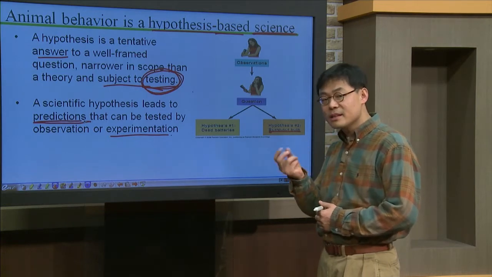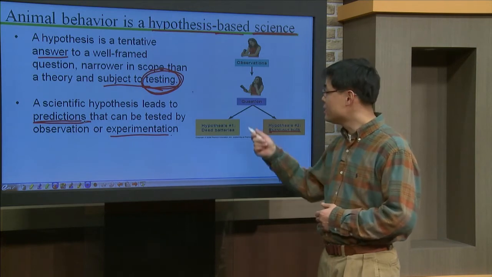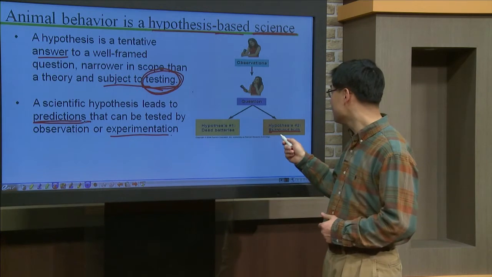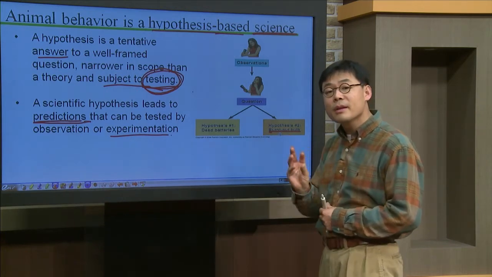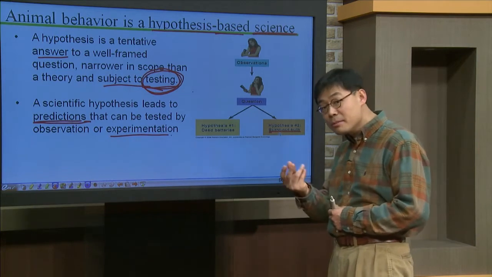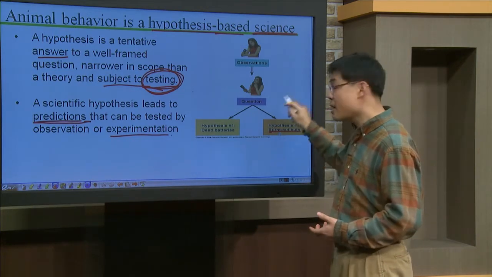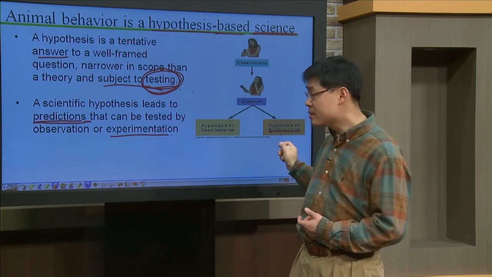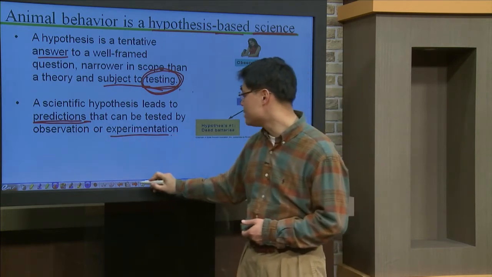If you replace the batteries with very new batteries, then this flashlight may work. Okay, that's the prediction. How about this hypothesis? Burnt out bulb. If you replace this bulb with a brand new bulb, then the flashlight works. Then this hypothesis is right. You can test this hypothesis. You can have a prediction out of this hypothesis.